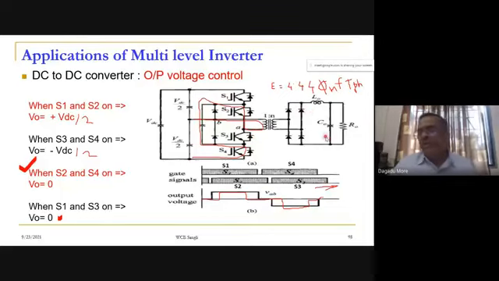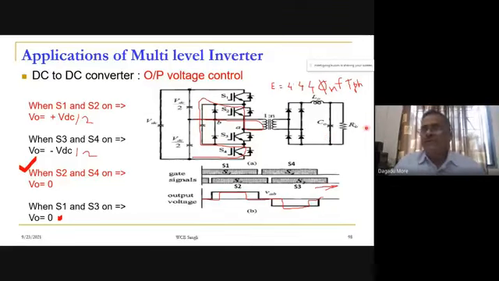This particular application will be for high voltage applications. Any questions on this? How can we go for a DC to DC isolated converter using the concept of a multi-level inverter? And how do we control the output voltage here? Is it pulse width modulation control or phase shift control? Phase shift control. We are using phase shift control.